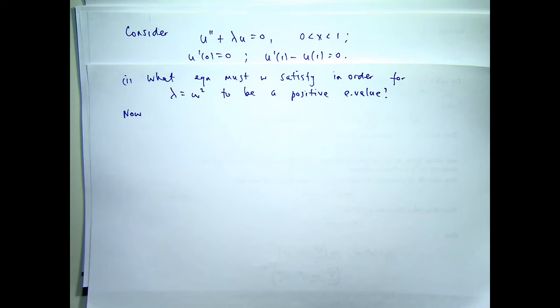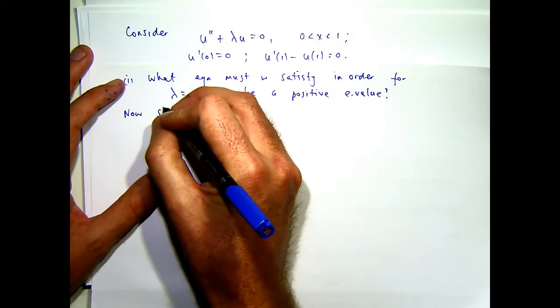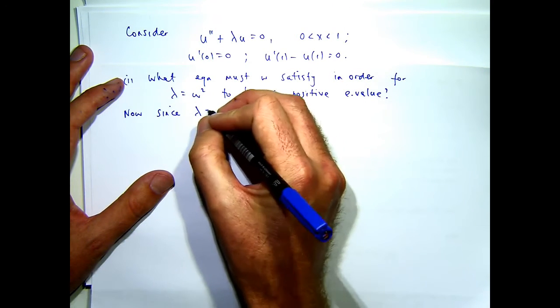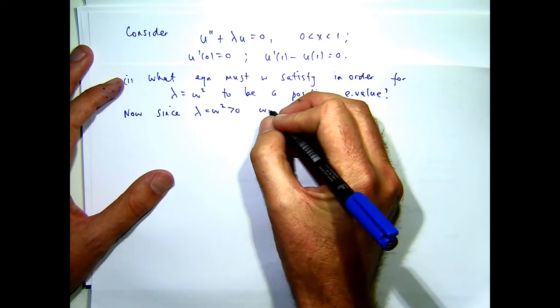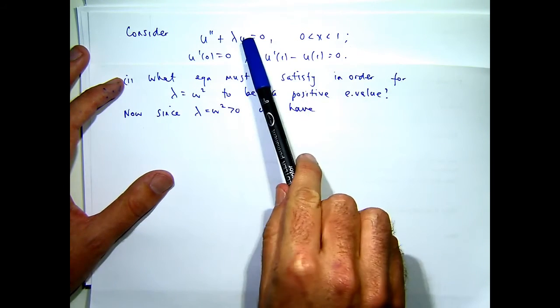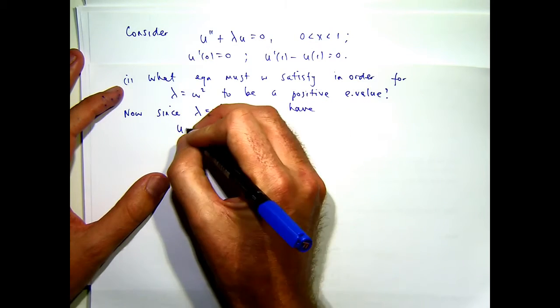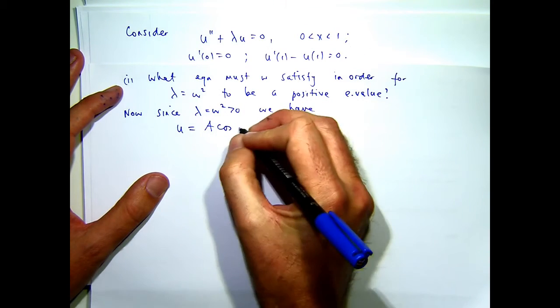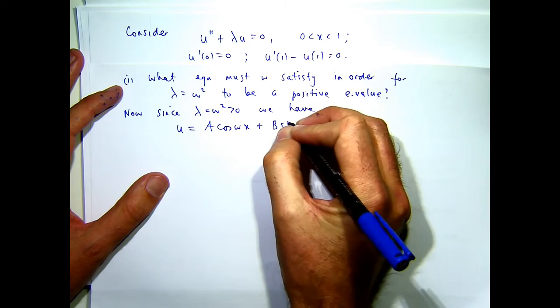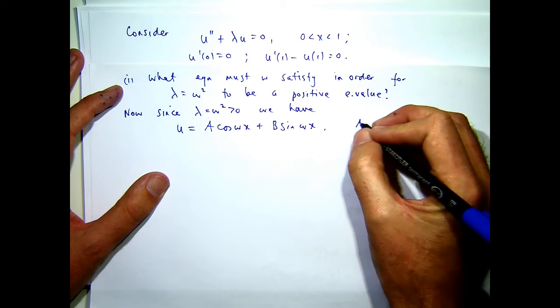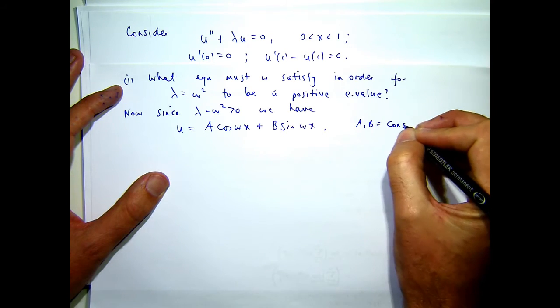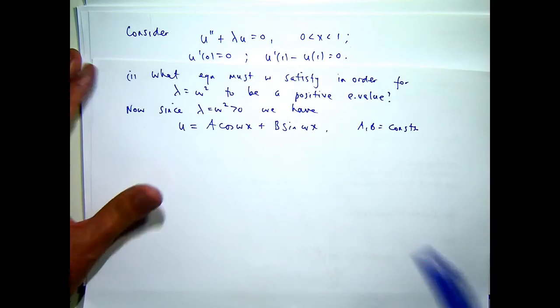the characteristic equation is reasonably simple. It's going to be something like r squared plus lambda equals 0. So we're going to get complex solutions with 0 real part. So in that situation, the general solution to our differential equation is this.